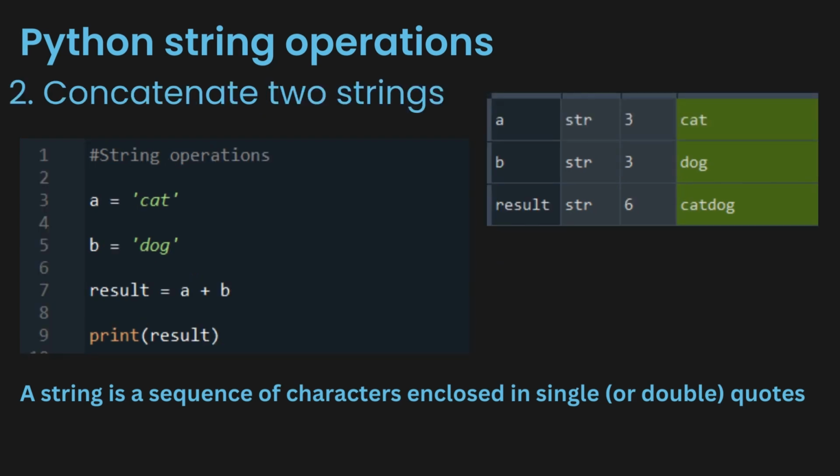If you would like to concatenate two strings, it's basically an addition of the two strings. In the same example, the cat plus the dog, you can easily use the plus operator to add them, and you get this result, which is catdog.